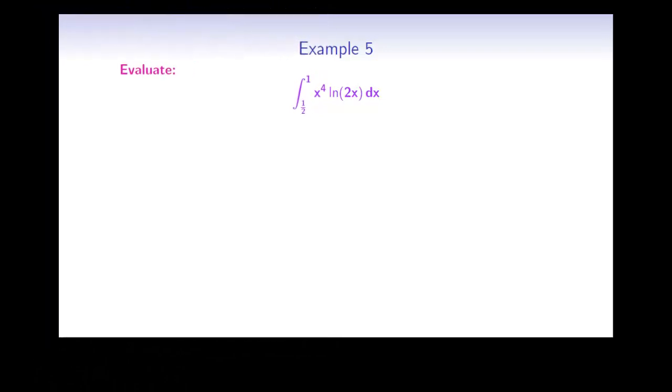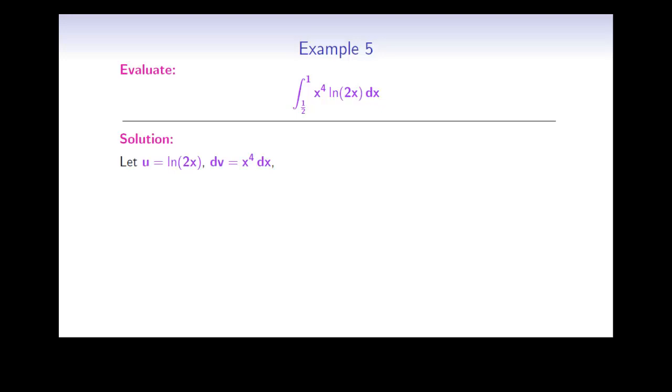Here is an example of a definite integral where we can use integration by parts. As usual, the first thing we should do is to choose our u and dv. This time we will let u equal ln of 2x, because ln 2x would be very difficult to integrate, so we would rather have it as our u. This means that dv is the remaining part, which is x to the power of 4 dx. Once we've made our choice, we can compute du is equal to 1 over 2x times the inside derivative, which is 2, dx. This simplifies to become 1 over x dx. Integrating x to the power of 4, we get v equals x to the power of 5 over 5.